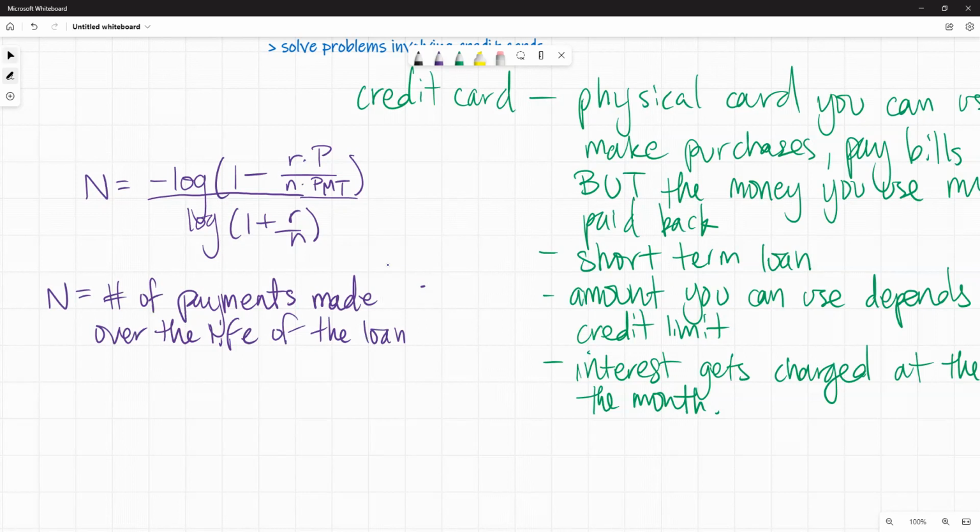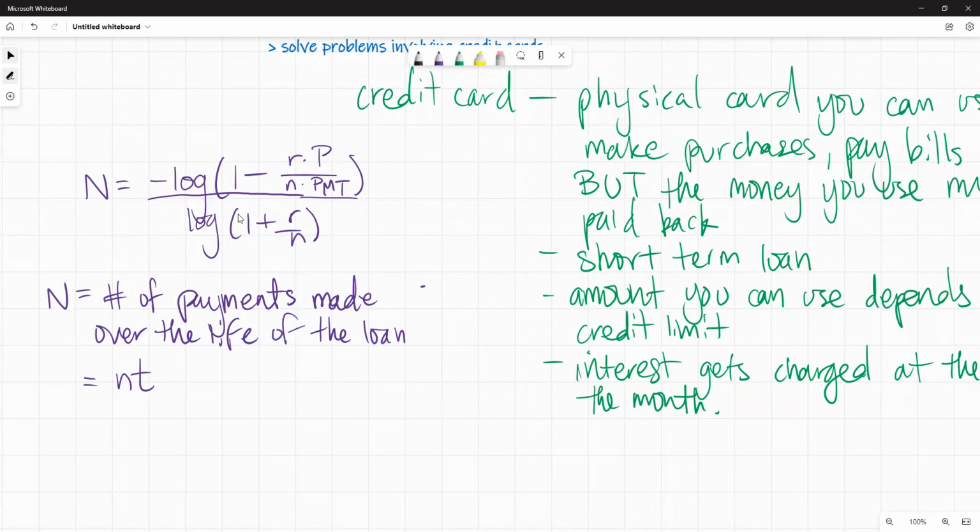That's how it's different from lowercase n, where lowercase n is just the number of payments you make in one single year. So that's a little convenient for us, because capital N is equal to n times t. Whenever you see that nt in our formulas, that's our capital N. You can get capital N by multiplying the small n by t.